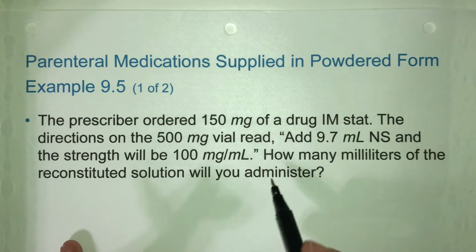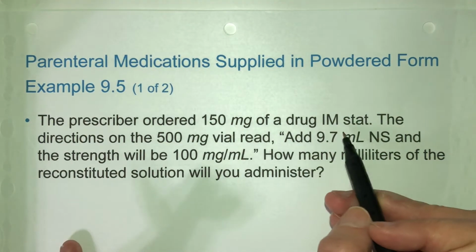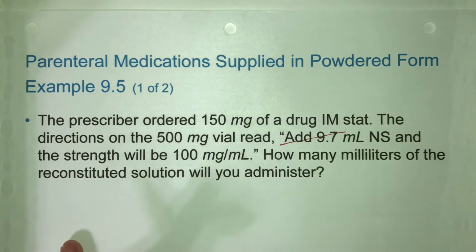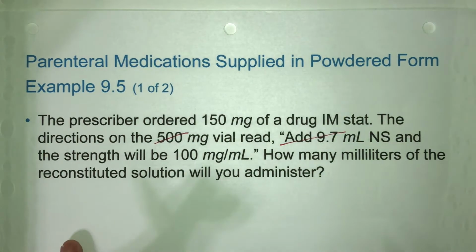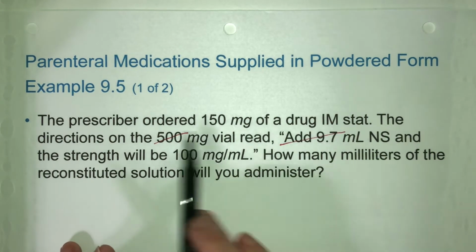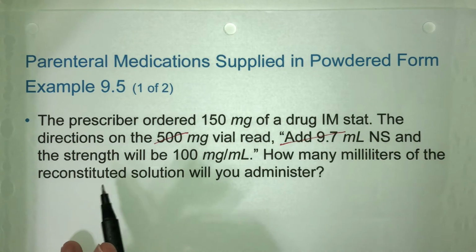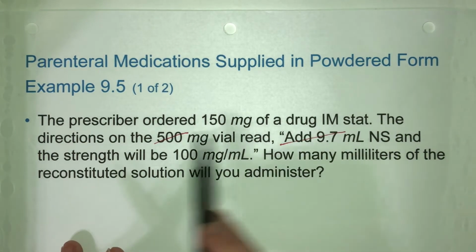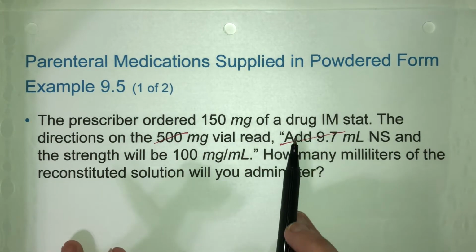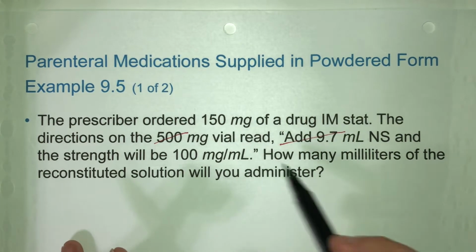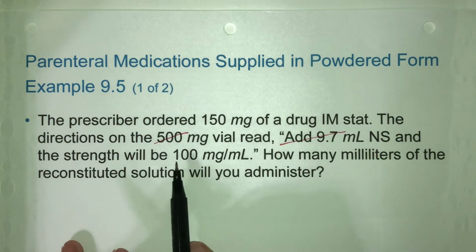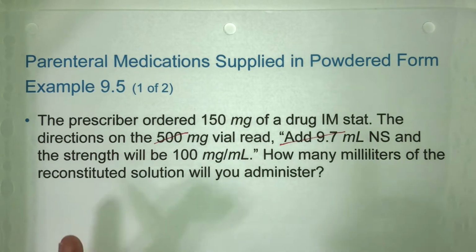In this problem, this is not needed, okay? We don't need to know also how many milligrams there are in the vial. Somebody already did this for us. We're talking about it's already been reconstituted. So this is extra information here. The main stuff we need is that the prescriber ordered 150 milligrams, and then after it has been mixed properly, this is the strength. We just want to know how much we need to draw out of the vial.